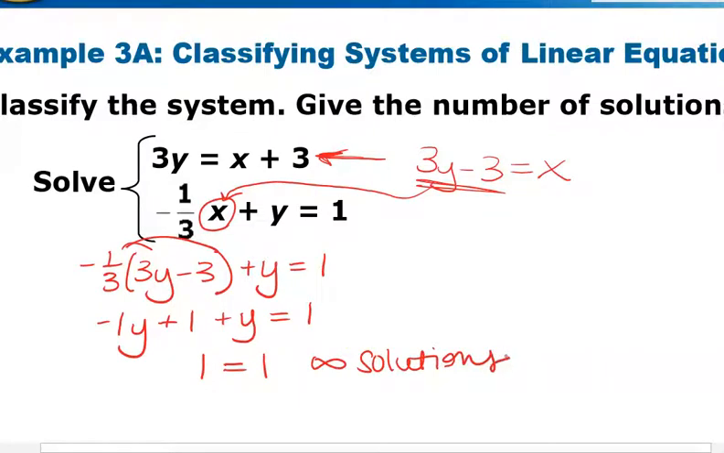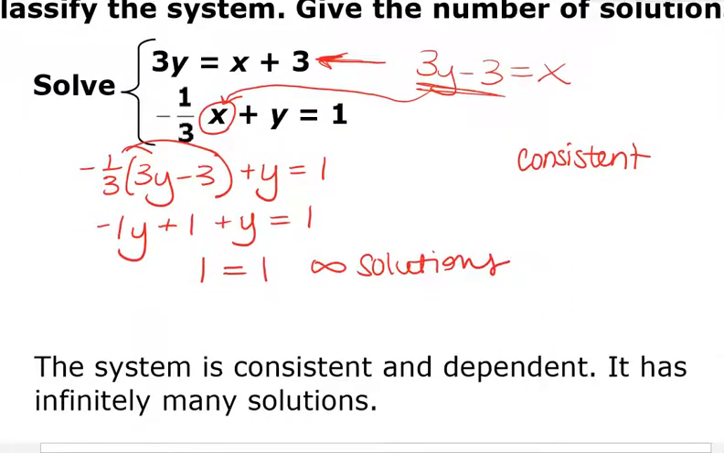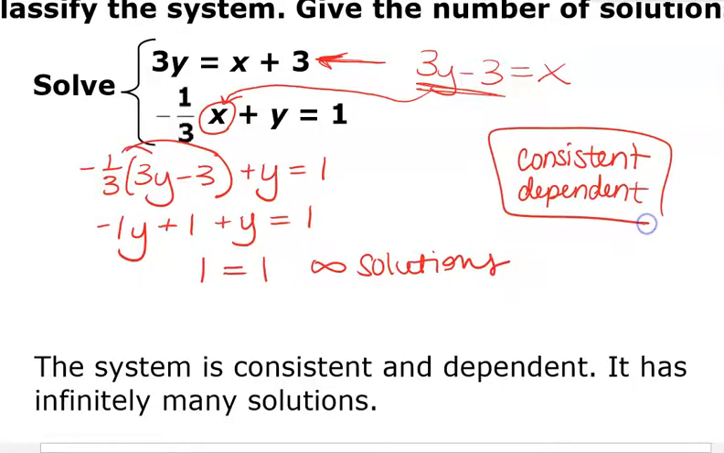So first of all, I have an answer, right? I have at least one solution. So this would be consistent. And since I'm getting infinite solutions, we're going to have dependent. And you can use that chart if you need to. It says it right here as well. You don't need to write a long sentence. You can just write consistent, dependent. Make sure you show all this work to show how you got there.